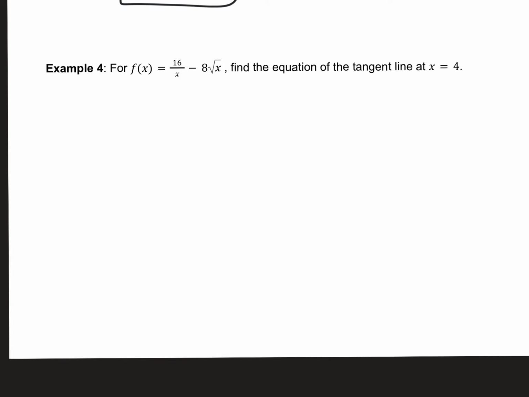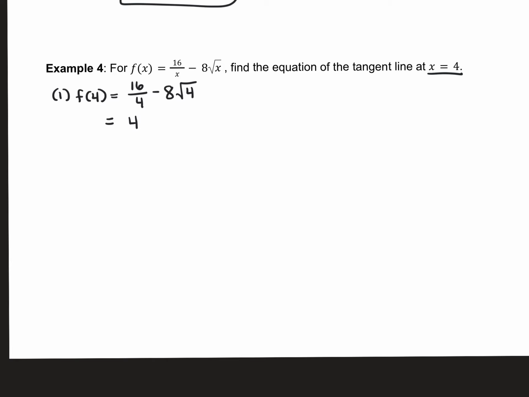All right, the last one's going to be a little bit of a challenge, but we can do it. For f of x, let's find the equation of the tangent line at x equals 4. Okay, so just like before, this time we're given the x value, the place on the graph where we're going to find the tangent line. So we're going to go through our steps in the order that we talked about on the front of the paper here. So the first thing I'm going to do is find f of 4. In other words, I'm going to plug in 4 into my function. So 16 divided by 4 minus 8 times the square root of 4. And then I've just got to simplify.